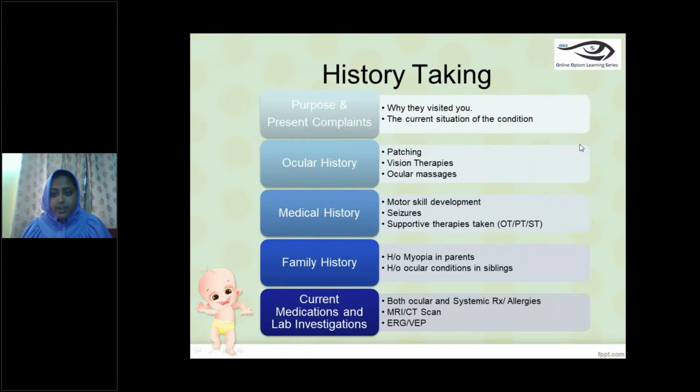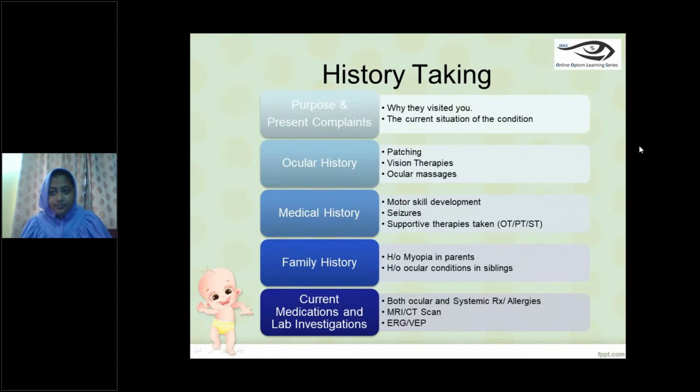if the child is getting any seizures during high fever. So it is recommended that we know the local word for seizures, because some parents will not understand the word seizures. So it's recommended that we know the local word. We should also ask about the supportive therapies, if the child is taking any supportive therapies like occupational therapies or physiotherapies or speech therapies. We should ask about that.